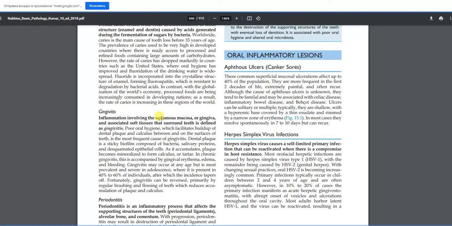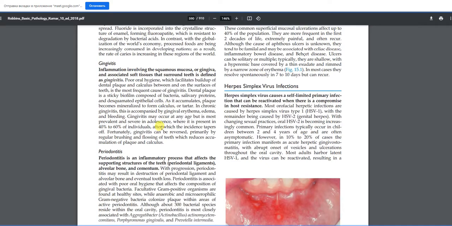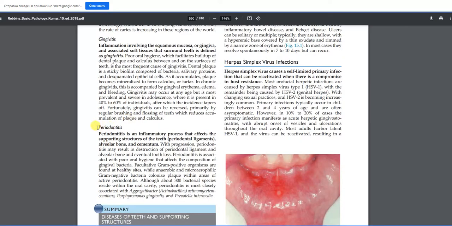Gingivitis is inflammation of the gingiva, which usually happens due to injury to the gingiva and influx of bacteria there. So let's skip it.